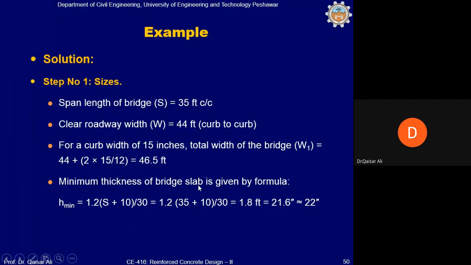Minimum thickness of bridge slab is given by the formula 1.2 times (S plus 10) divided by 30. S is 35, so 1.2 times 45 divided by 30. This gives us 1.8 feet or 21.6 inch. So a 22-inch thick slab shall be provided for a span of 35 feet bridge.